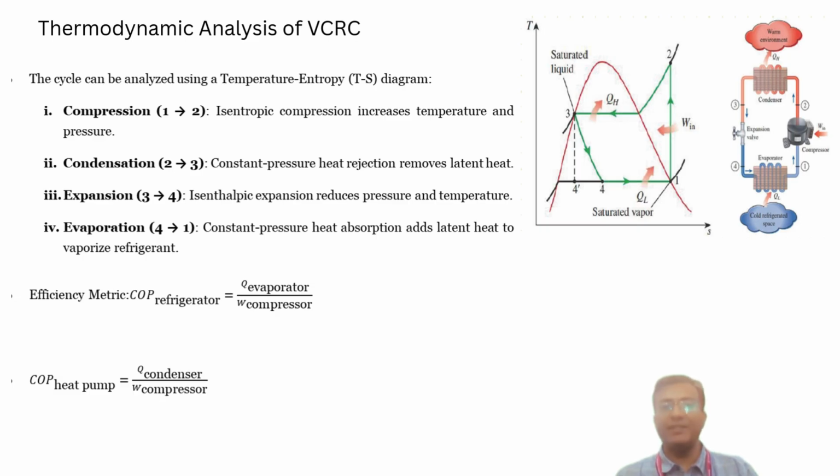The cycle efficiency is measured by the coefficient of performance, or COP, defined as the heat absorbed in the evaporator divided by the compressor's work input. A higher coefficient of performance, like 3 or 4 in a modern fridge, means better efficiency. Analyzing these steps helps engineers optimize cooling systems. Next, we will summarize each component's role to solidify our understanding.